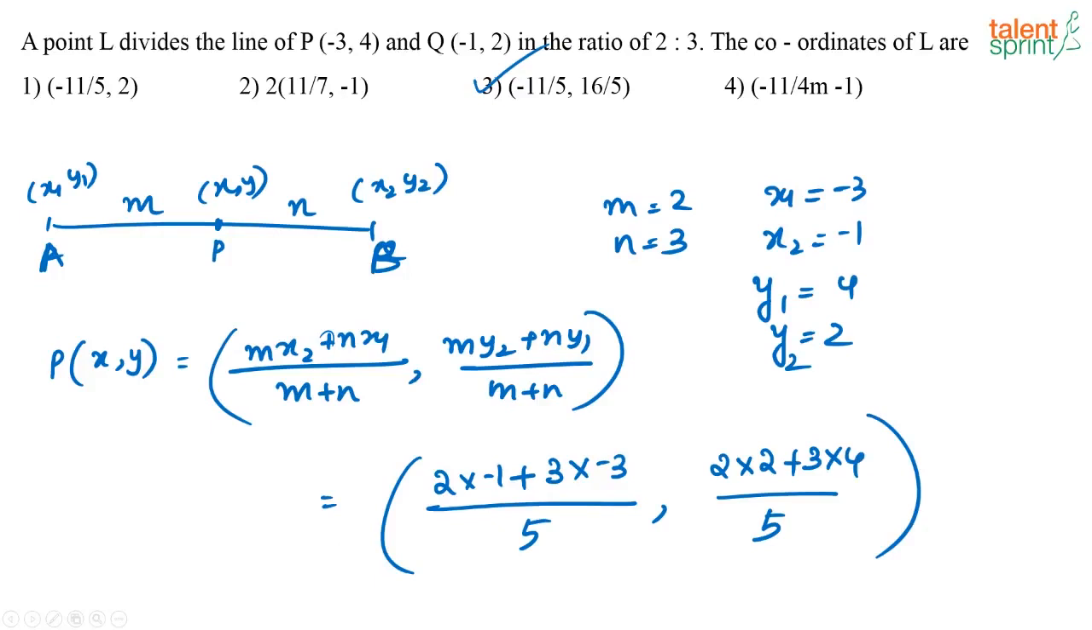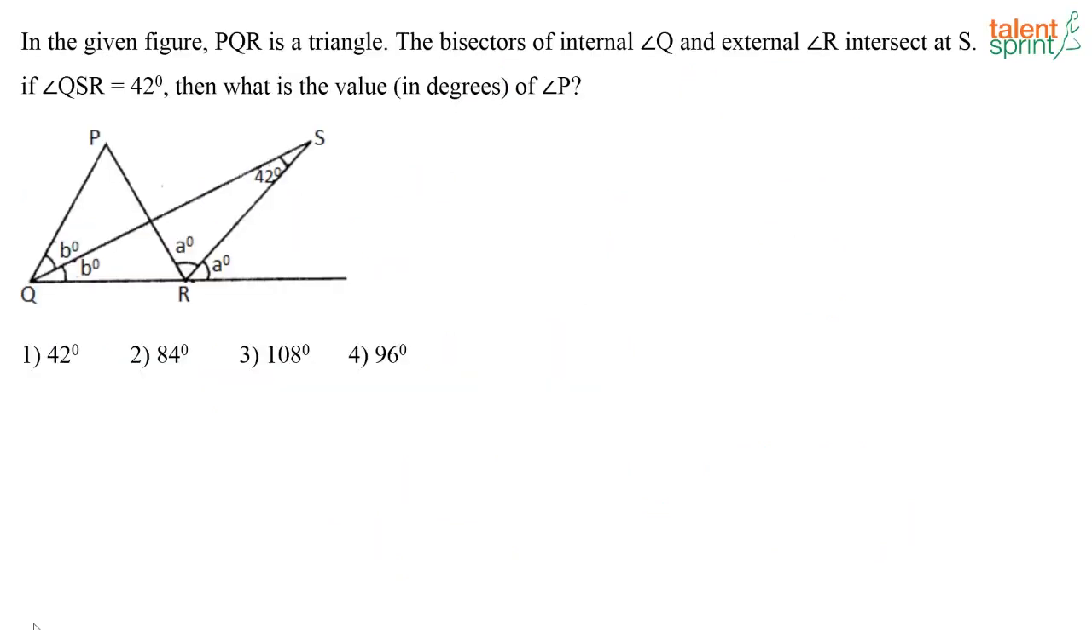That is option 3. This option definitely is wrong. You can directly eliminate it. I think this 2 was a typo error. So just by looking at the options, you know option 3 is your answer. Here also you have minus 11 by 5, but when you solve you get 16 by 5. So learn the section formula if you have not. It's from coordinate geometry. These are very commonly asked.